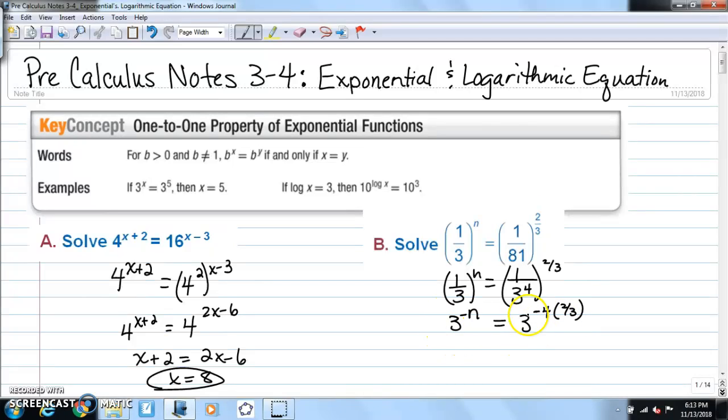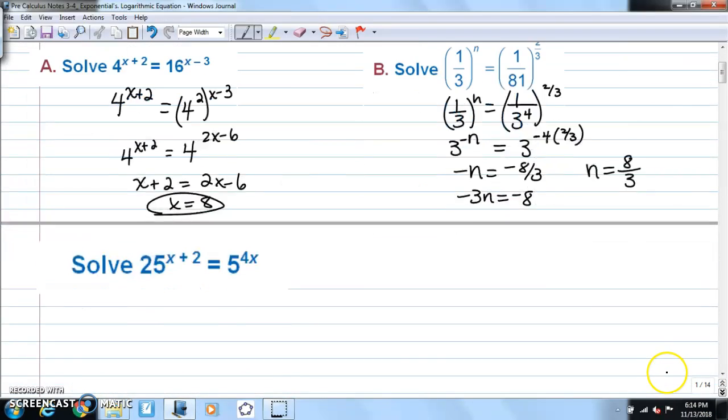But again, here's my same base, so now I just set my negative n equal to my negative 8/3. That's what negative 4 times 2/3 is. Multiply through by 3, and then divide through by the negative 3. So n equals 8/3. Okay, so that's what you're doing with those. You try this one.